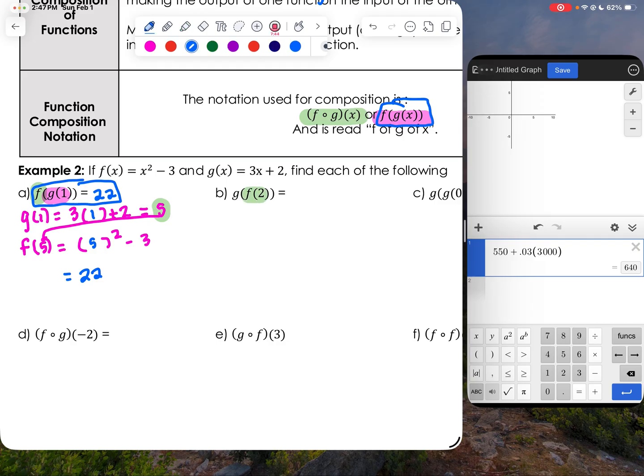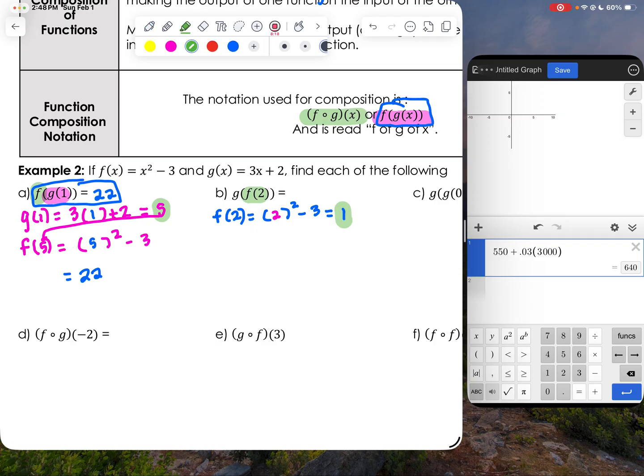So they're asking us to calculate f of 2. Now our f function is x squared minus 3. So parentheses squared minus 3, and we're plugging in a 2. So 2 squared is 4, and 4 minus 3 is 1. Now remember, that number, that's our output. That's going to become the input of the second function.